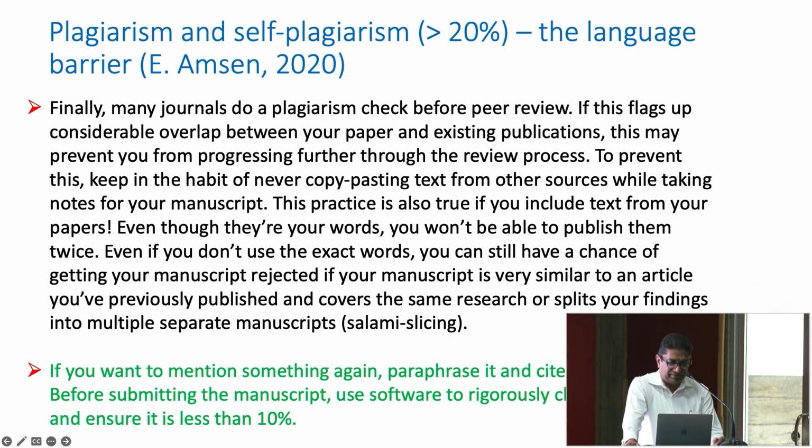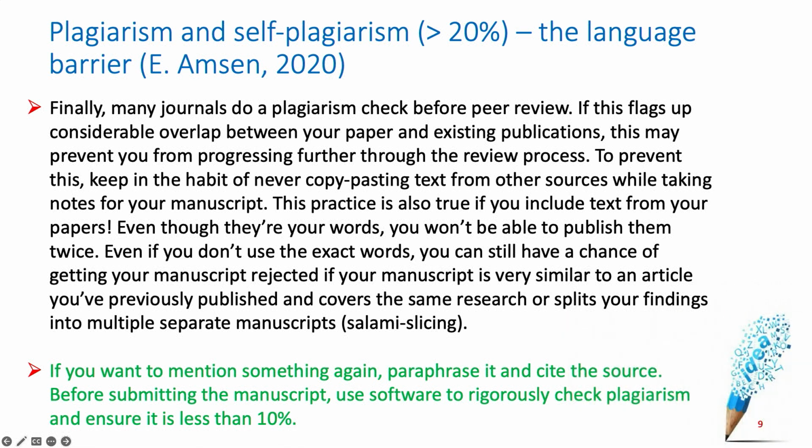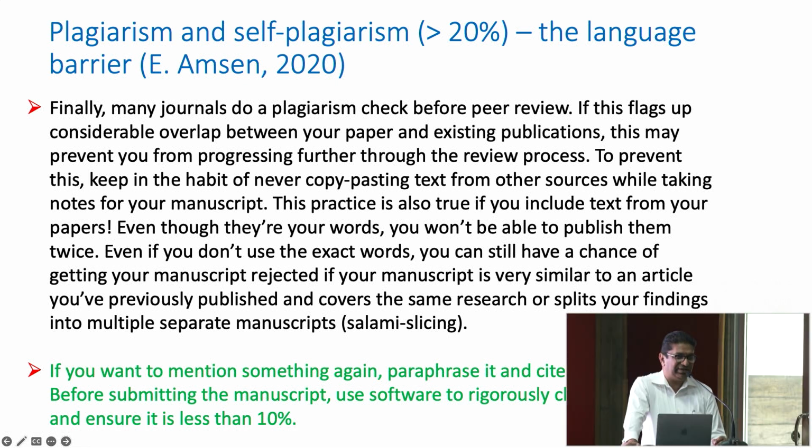If you want to mention something again, what we say is paraphrase it and cite the source. Before submitting the manuscript, use software, rigorously check plagiarisms and ensure it is less than 10%. In my case, always I make sure that it is less than 2%. I don't want to take a risk. Right? Sometimes it may be not easy for you to bring it down to 2%. But I made it somehow or other using what is called paraphrasing. Or in other words, same sentence I do write in different ways.